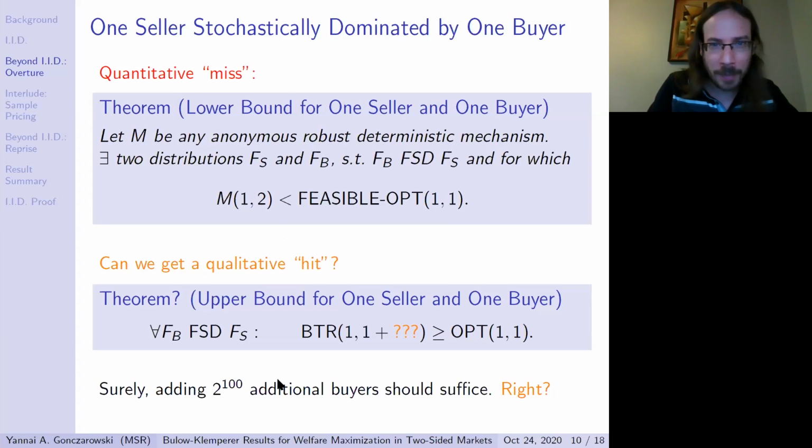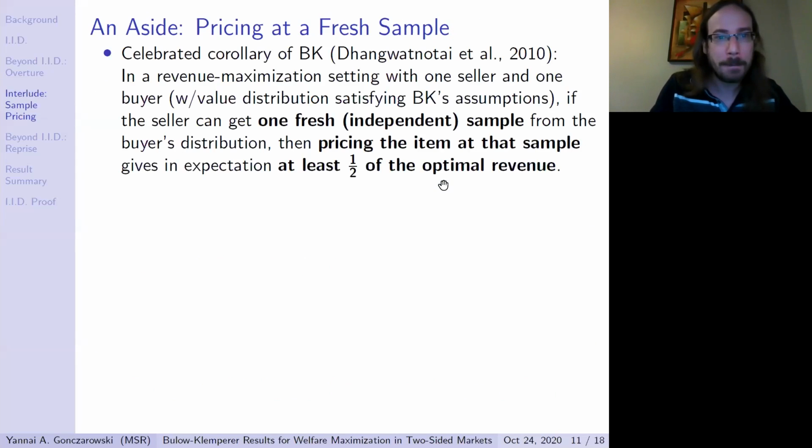So how do you get intuition for this? Let's take a short aside, and you'll see soon why this is important. Let's talk about sample pricing. A celebrated result, a corollary of Bulow-Klemperer due to Dhangwatnotai et al. 2010, is that in a revenue maximization setting with one seller and one buyer, with values distributed according to BK's assumption, if the seller can get one fresh independent sample from the buyer's distribution, then pricing the item at that sample gives in expectation at least 1/2 of the optimal revenue.